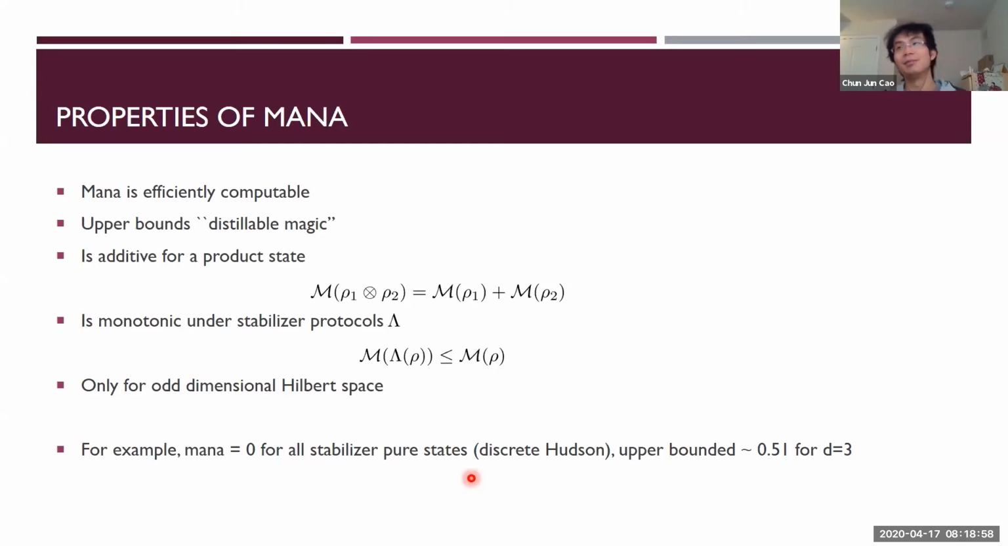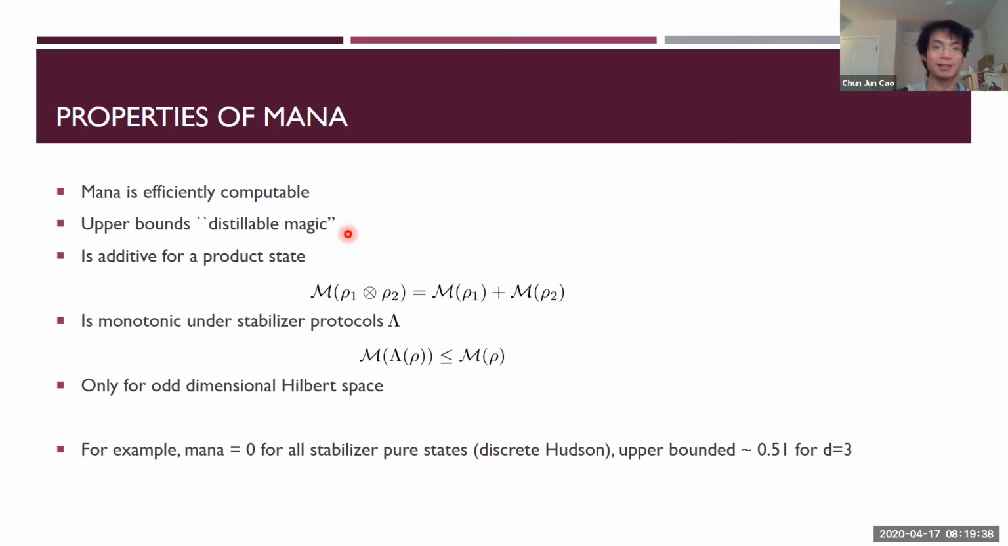Oftentimes, it's hard to implement T-gates in quantum circuits. So what people do is find states with magic, and then act with Cliffords on these states to generate what's equivalent to a T-gate in the quantum circuit. Not all states give you a very good result. The ones with a lot of distillable magic are the ones that will eventually give you very good fidelity of a T-gate. And mana sort of upper bounds that. It's not a very tight upper bound, but it's an upper bound.